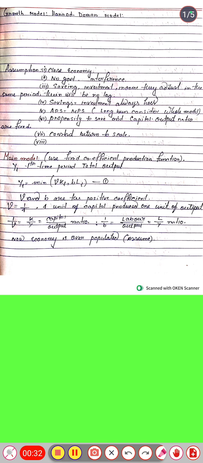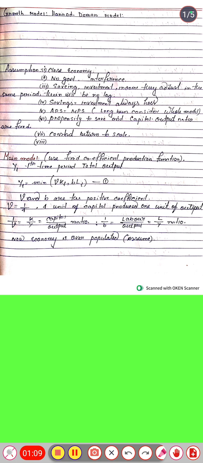In the model, the output is Yt at the tth period. Total output Yt is equal to the minimum of vKt comma bLt. Here b and v are positive coefficients. Suppose v is equal to 1 by 4, then 4 units of capital produce 1 unit of output, and 1 by v is equal to K by Y, capital divided by output. This is the capital output ratio. And 1 by b is equal to labor divided by output, the L by Y ratio.